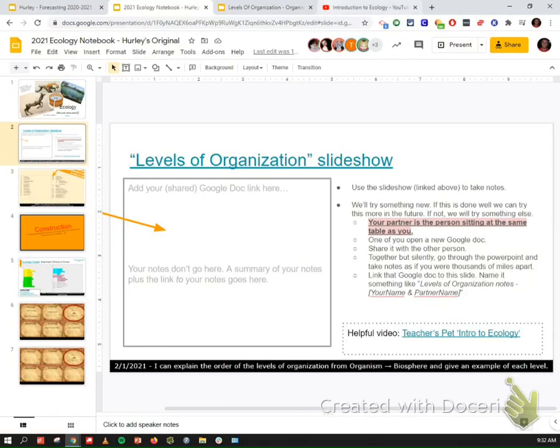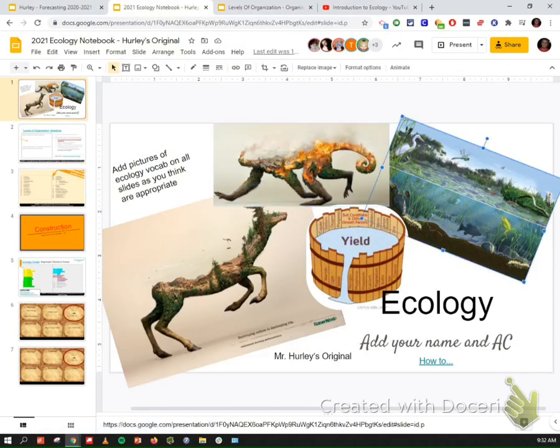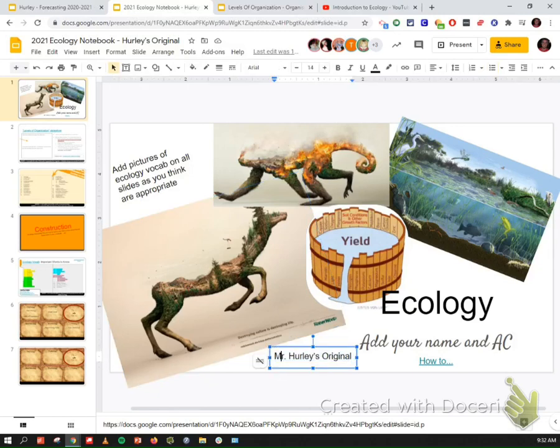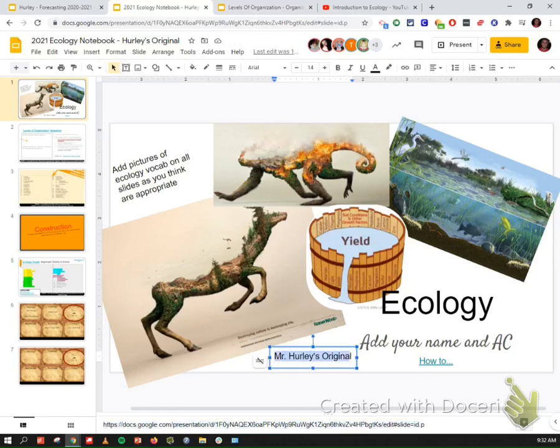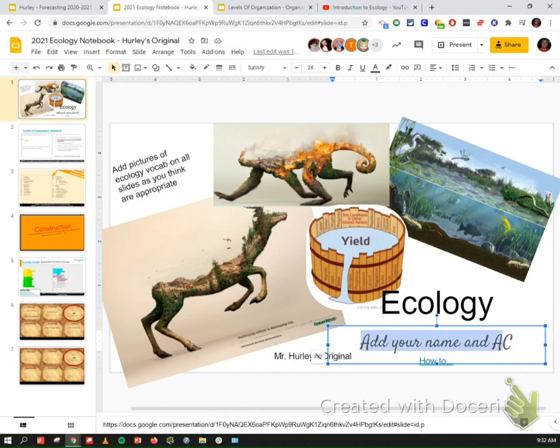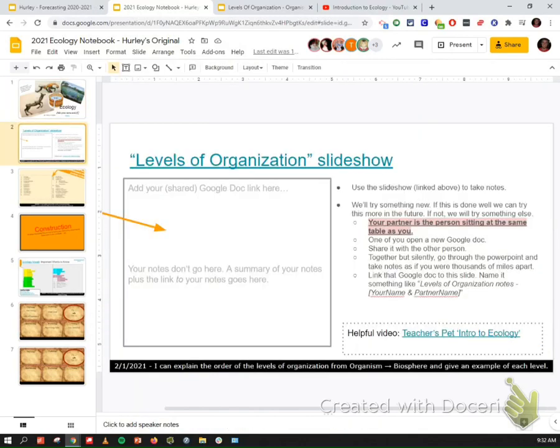All right, so today we're going to talk about levels of organization. You should have already made your ecology notebook, deleted the pictures that are on there from mine, and added yours over the next week or so. Mr. Hurley's original right here should link to my document, which the link to my document is right here. The URL is there, so you're going to hyperlink this, and then you're going to add your name and your academic. Then go to slide two.